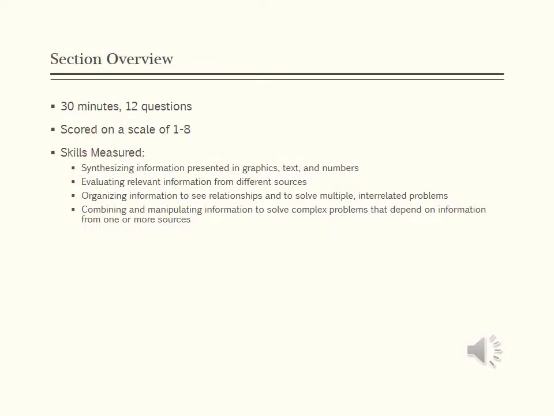The integrated reasoning portion of the GMAT is a 30-minute section that consists of 12 questions. It is scored on a scale of 1 to 8 and is designed to measure your ability to synthesize information presented in graphics, text, and numbers, evaluate relevant information from different sources, organize information to see relationships and solve multiple interrelated problems, and combine and manipulate information to solve complex problems that depend on information from one or more sources.